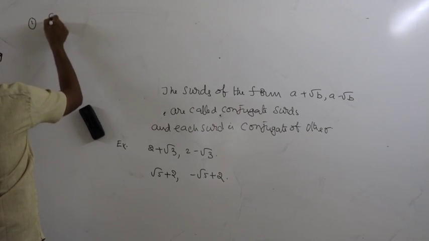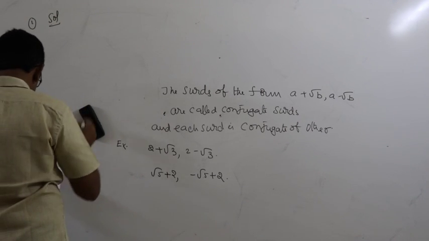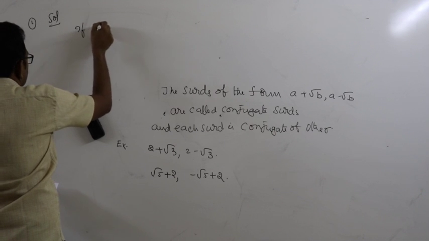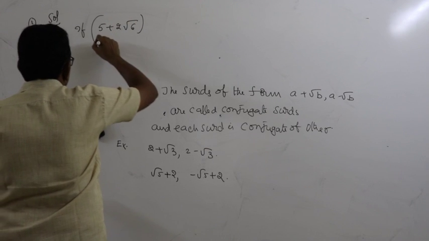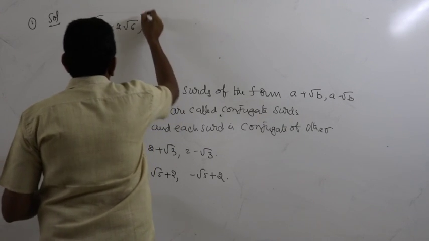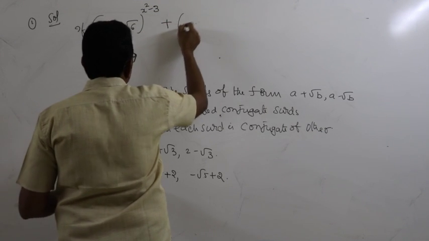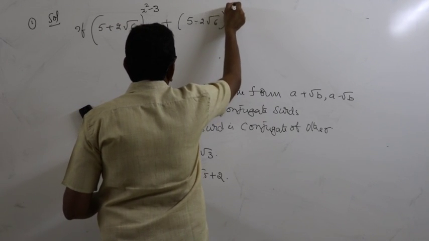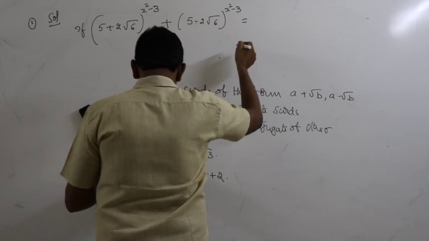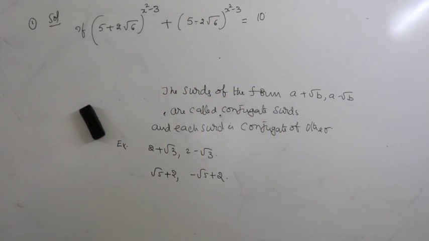This is a problem. Solve: if 5 plus 2 root 6 whole power x square minus 3 plus 5 minus 2 root 6 whole power x square minus 3 is equal to 10. That is, find the values of x.